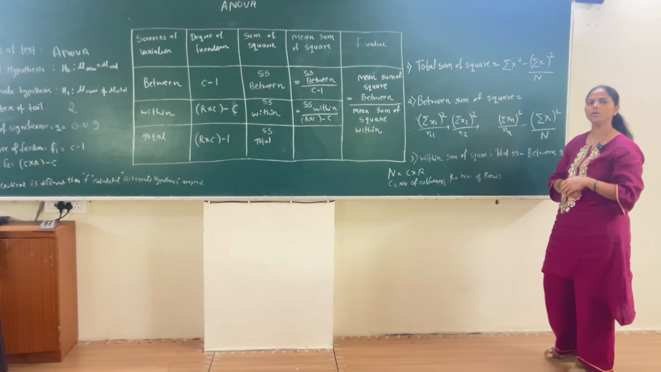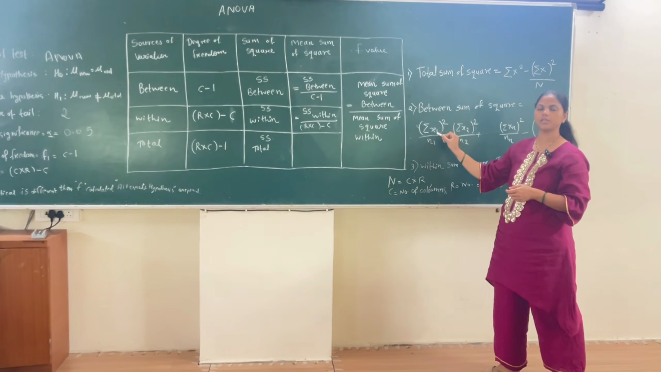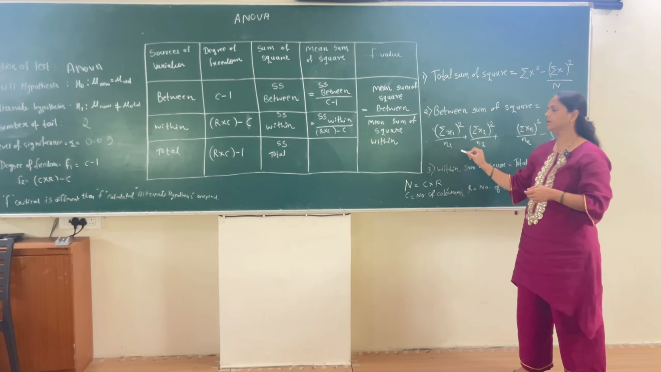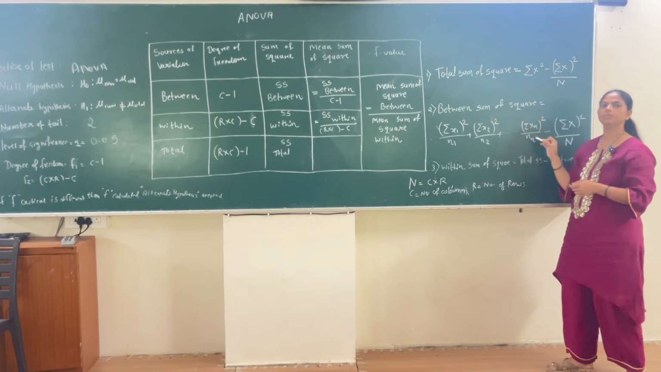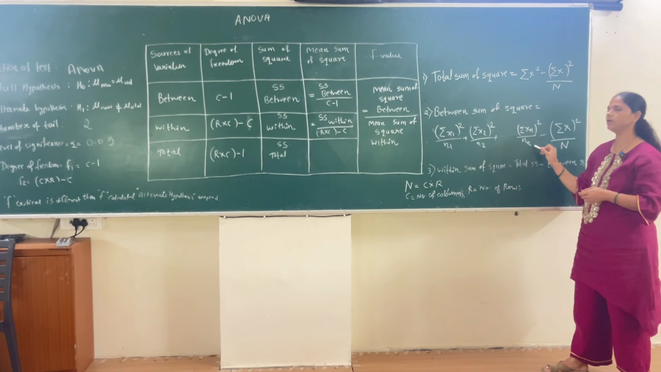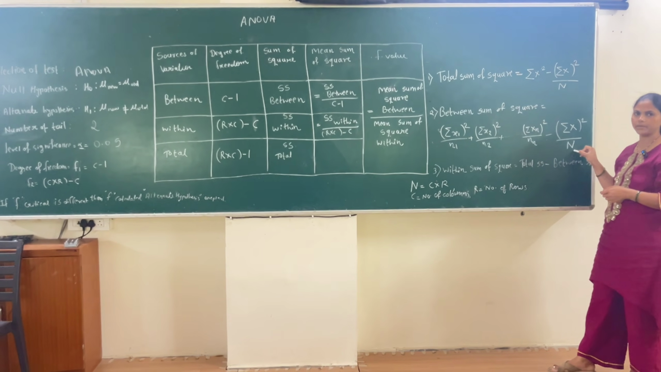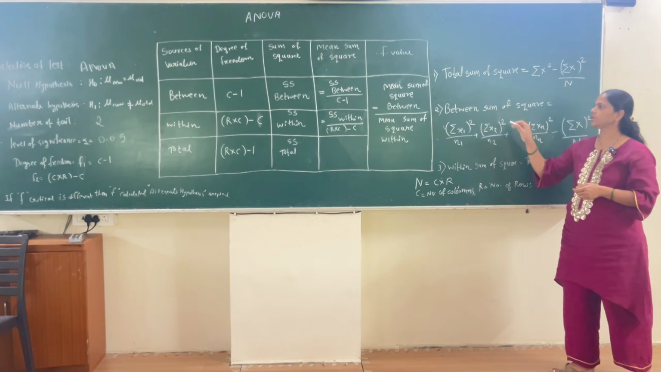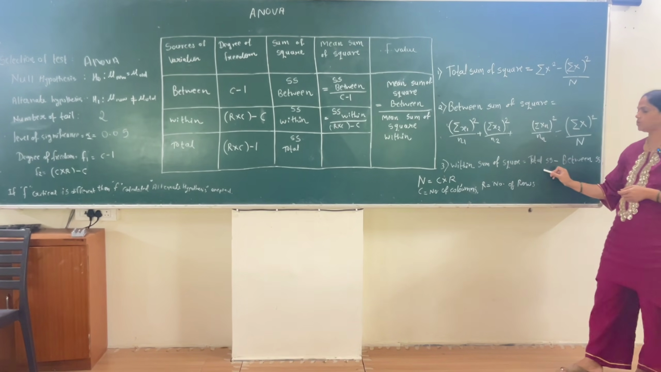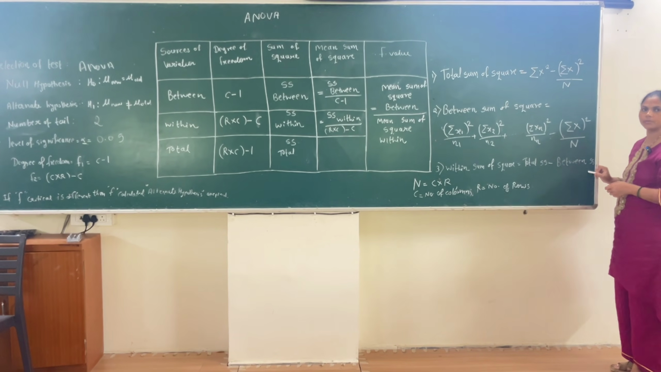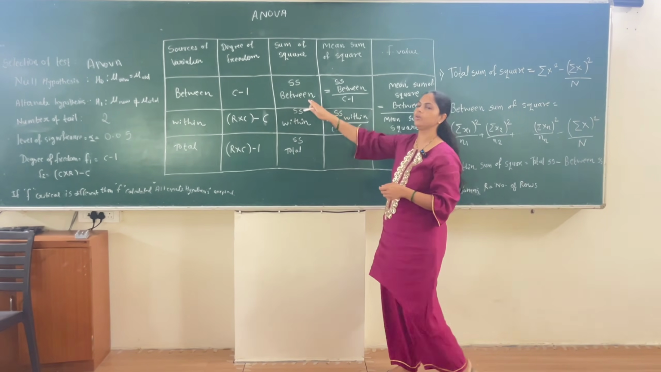Then comes the formula for between sum of square. The formula is summation of x1 the whole square divided by n1, plus summation of x2 the whole square divided by n2, plus up to xn the whole square upon nn, minus summation of capital X the whole square divided by capital N. This is the formula with which you can calculate between sum of square, and the formula to calculate within sum of square is total sum of square minus between sum of square.